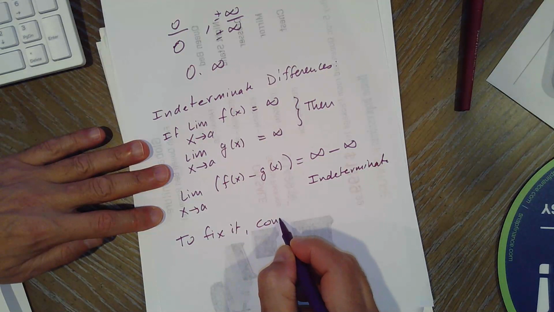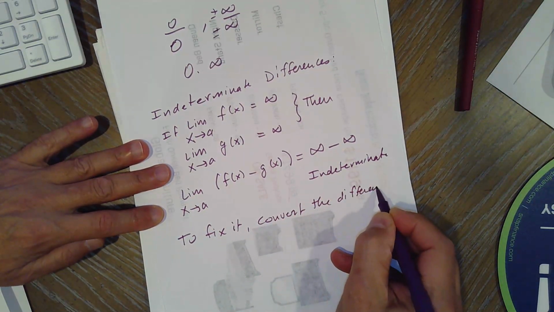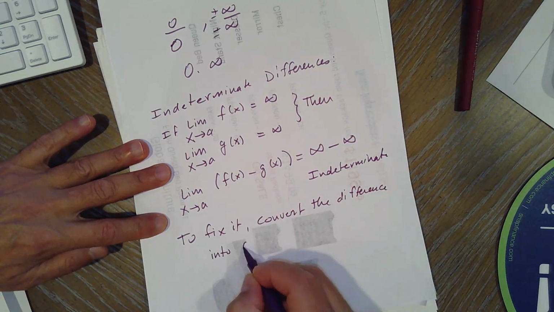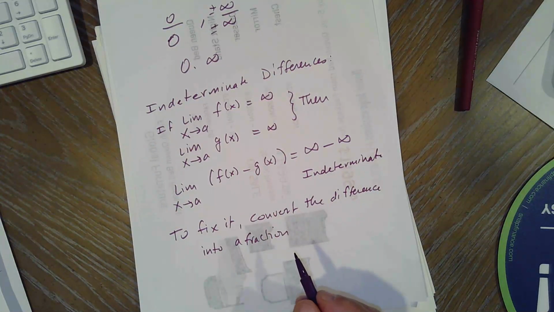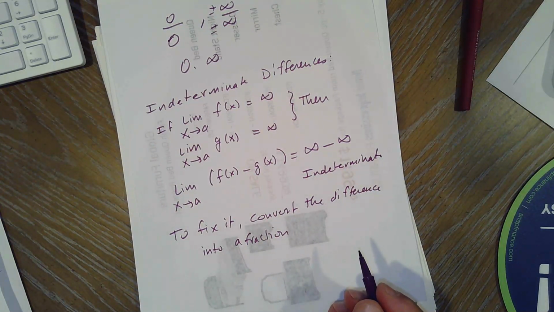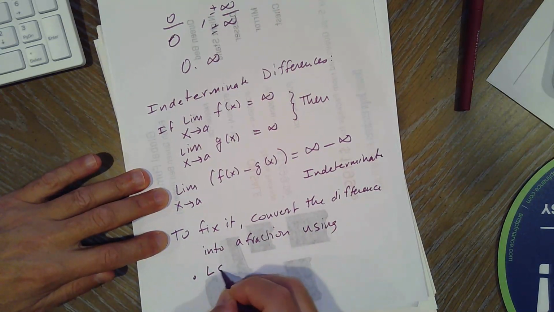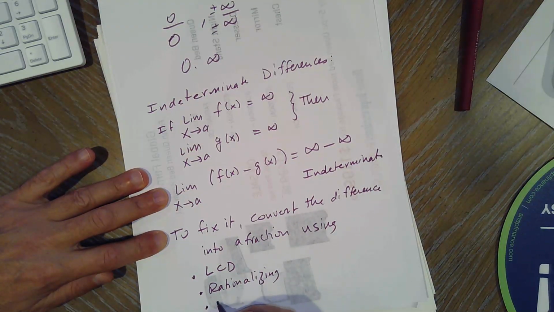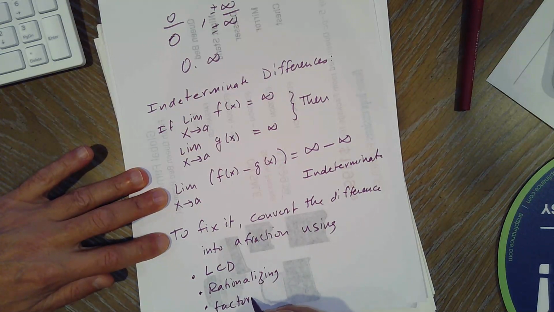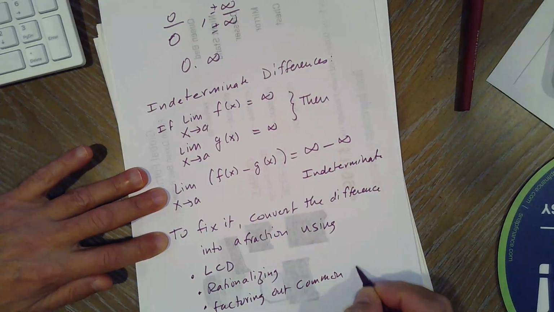Convert the difference into a fraction. Why a fraction? Because we want to get 0 over 0 or infinity over infinity to use L'Hopital's rule. Using LCD, least common denominator, rationalizing the denominator or numerator, or factoring out a common factor. We don't know, depending on the problem.